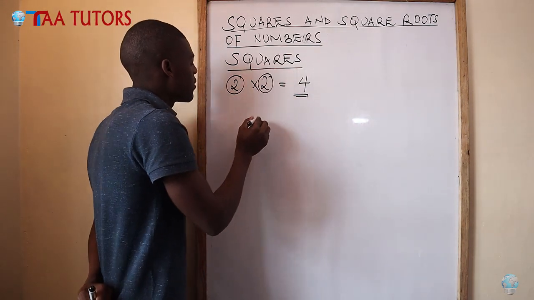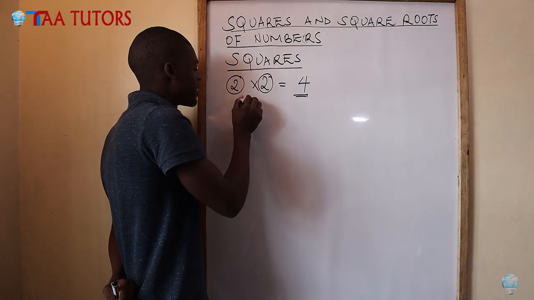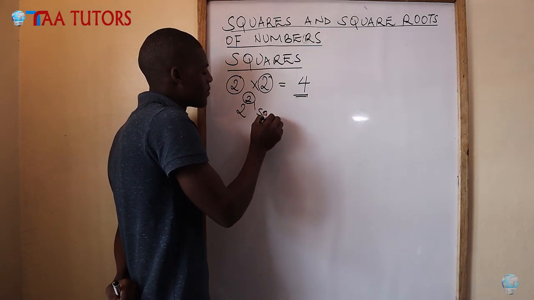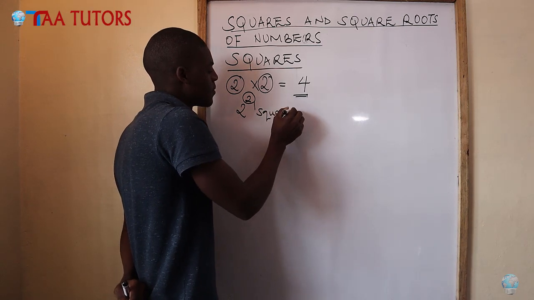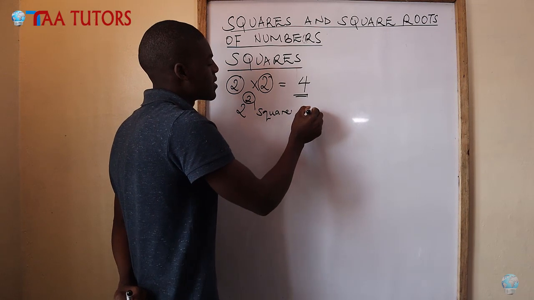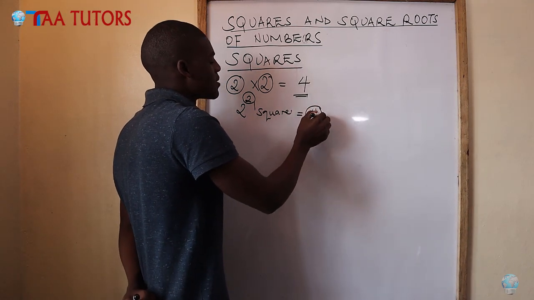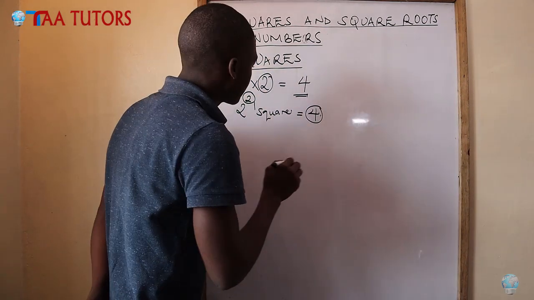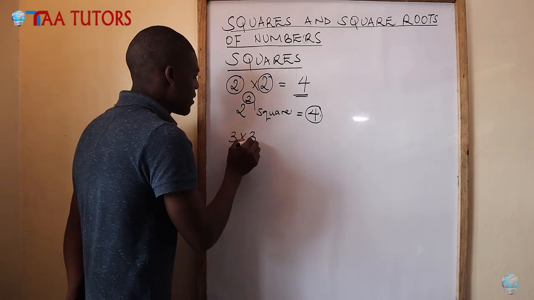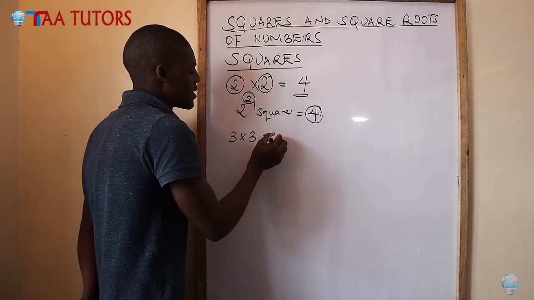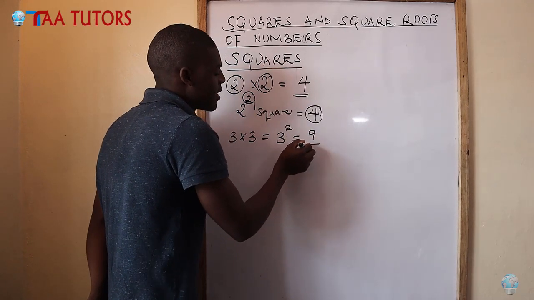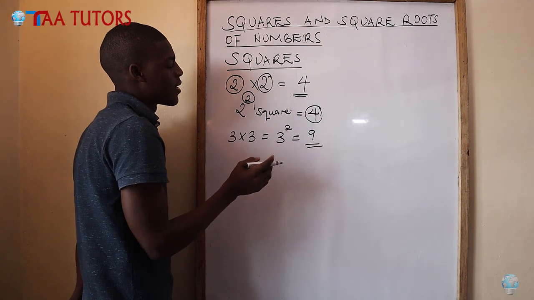2 times 2 can also be written as 2 raised to power 2. This one here shows square. It shows that we are squaring 2, and the result we get is 4. This one now becomes the square number. Another example, we can have 3 times 3, also written as 3 squared, which equals 9. Now 9 here becomes the square of 3.